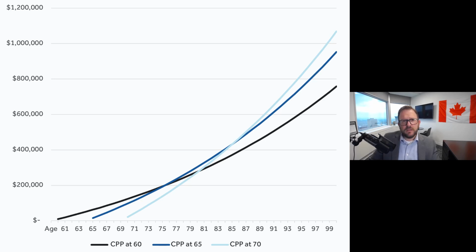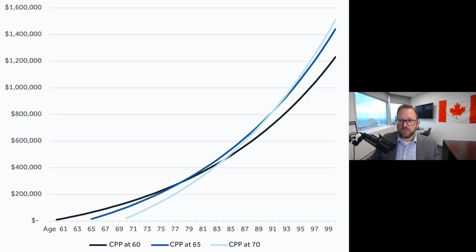So now the crossover points have pushed back a little bit. So that age 60 versus 65 has moved from 73 to 76, and the age 60 versus 70 has moved back to age 81. This is using a 5% real return growth rate. Now, 5% real return above and beyond inflation. So if we take into account inflation as 2%, that would mean a 7% nominal growth rate.